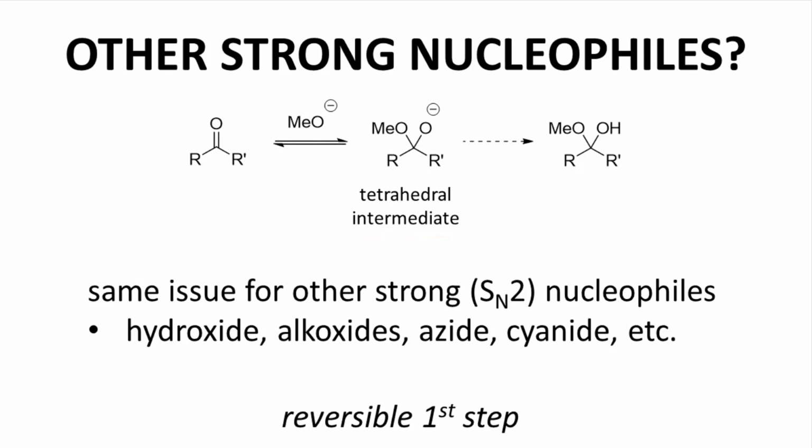The problem is the strong nucleophile can be kicked right back out by the oxyanion. This first step is rapidly reversible, and the position of the equilibrium favors the starting carbonyl. That is why the classic SN2 nucleophiles are not very effective in attacking a carbonyl.